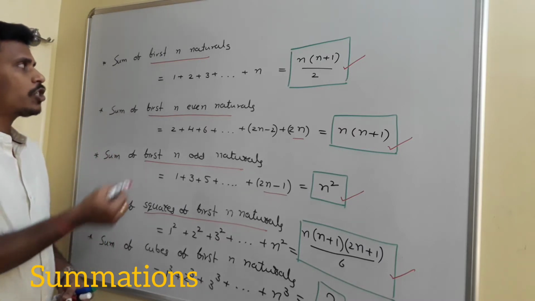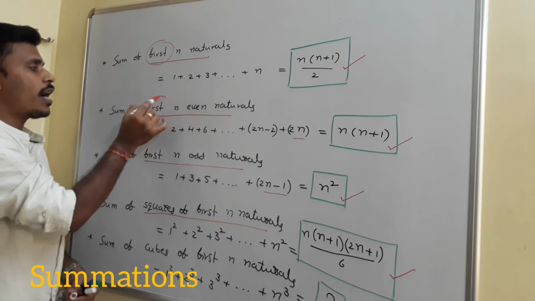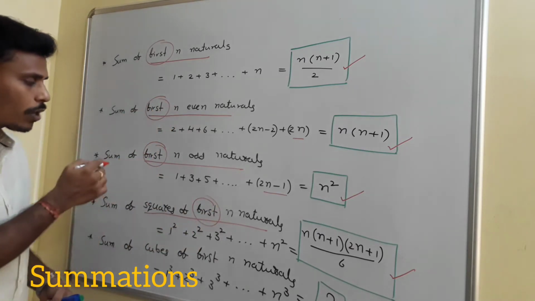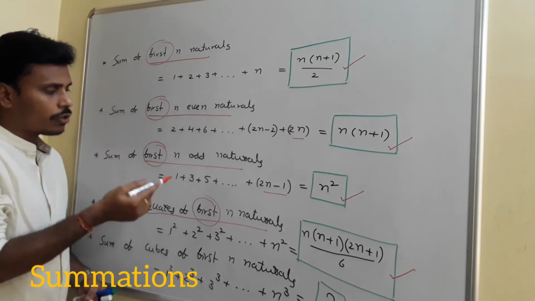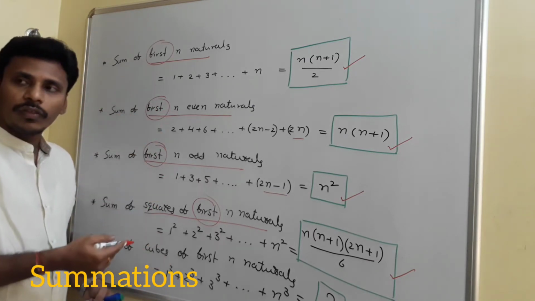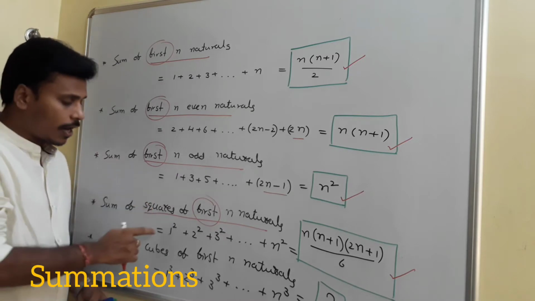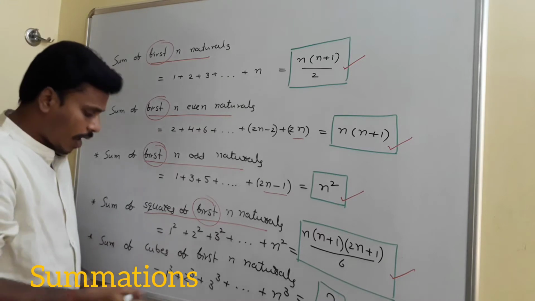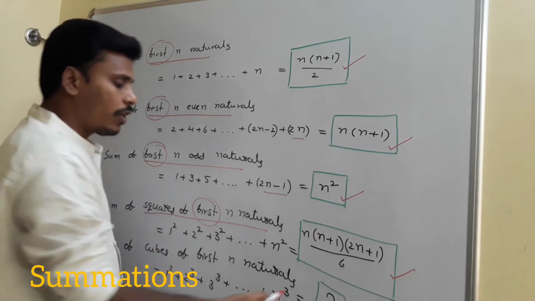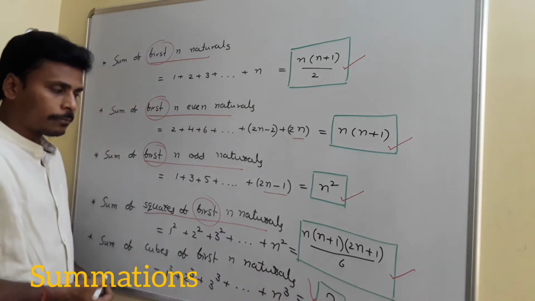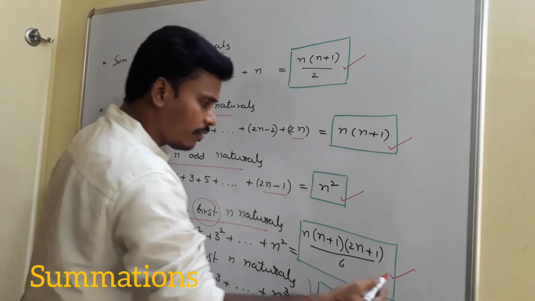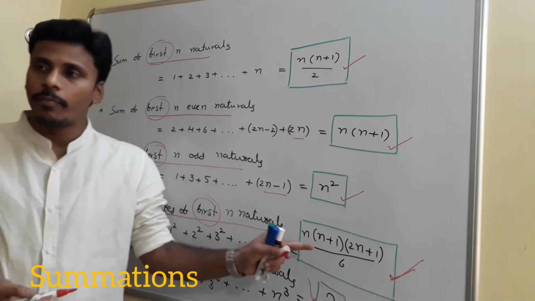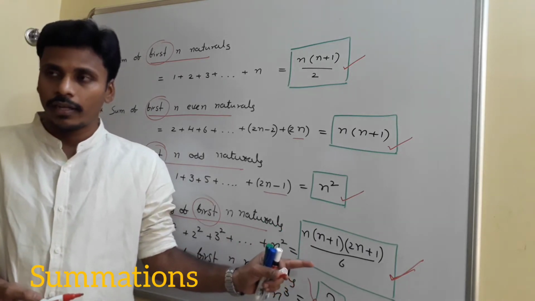You need to pay attention to the word first, right? I already mentioned, all these formulas are applicable only if you consider naturals or even naturals or odd naturals or squares, only if the summation starts at the number 1, right? Have a look at all these things, and I am going to start. I am going to find the sum of the cubes of the first n naturals. We already found the sum of the squares of the first n naturals as n into n plus 1 into 2n plus 1 by 6, right? Is it clear?